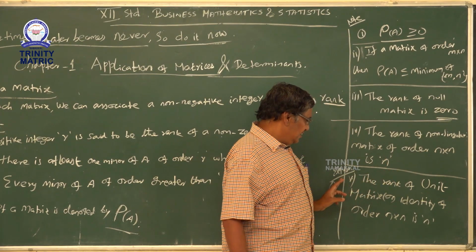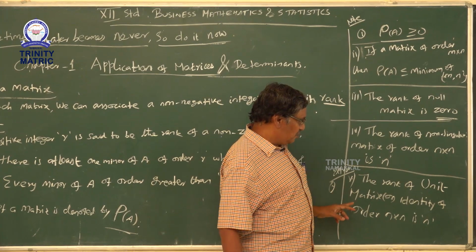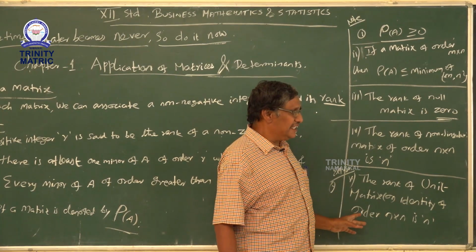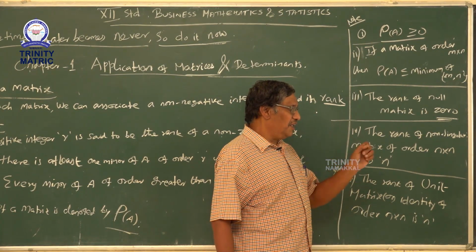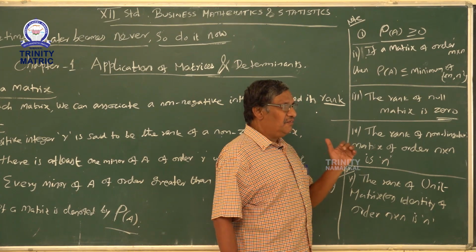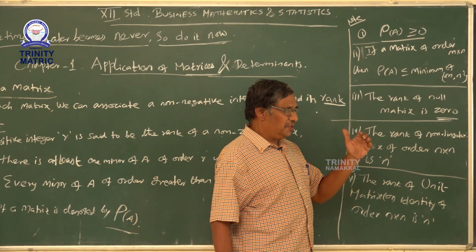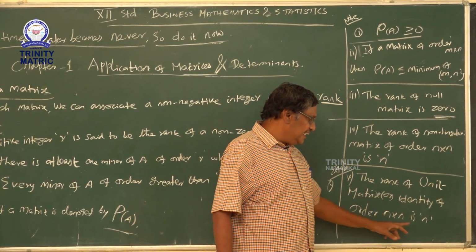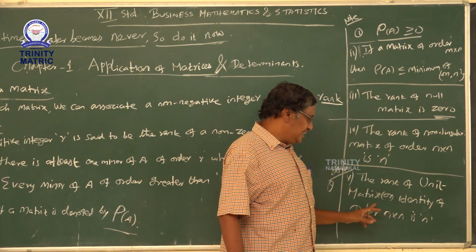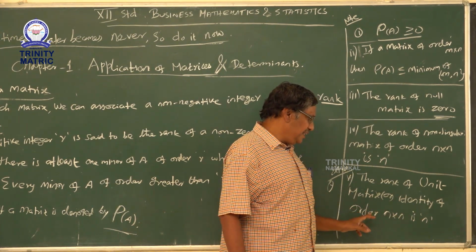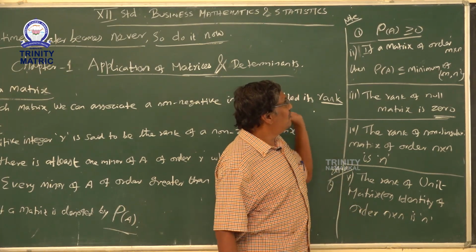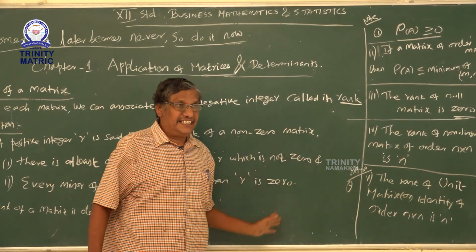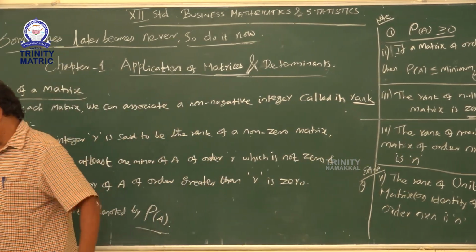Another point, which is not in the textbook, is one more question for you: the rank of a unit matrix, also called the identity matrix. You know the identity matrix: 1, 0, 0, 1 is a 2 by 2 matrix. For 3 by 3, it is 1, 0, 0, 0, 1, 0, 0, 0, 1. The rank of an identity matrix of order n by n is n. So for I3 the rank is 3, and for I2 it is 2. Kindly go through this; everything is in your textbook. Keep your textbook with you and learn this.